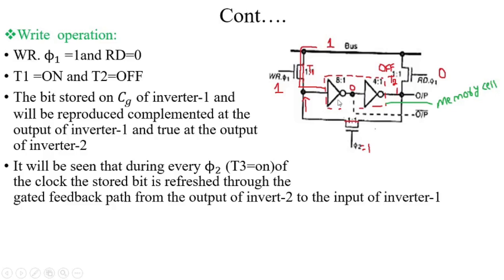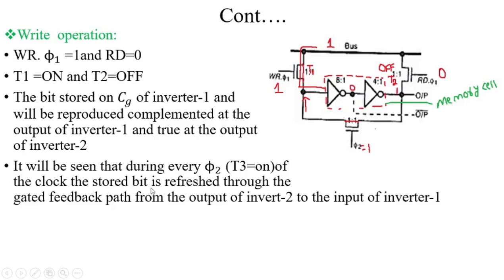So these inverter circuits have some gate capacitance. With respect to the gate capacitance, the binary information is stored at this gate capacitance. So at that time this cascaded inverter circuit is acting as a memory cell. Clear?